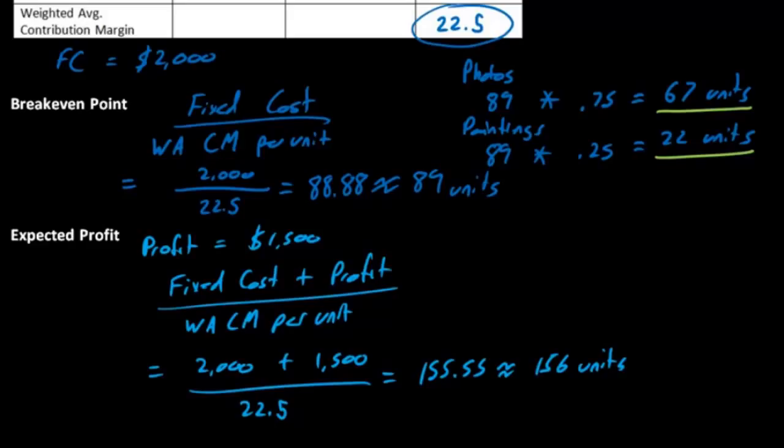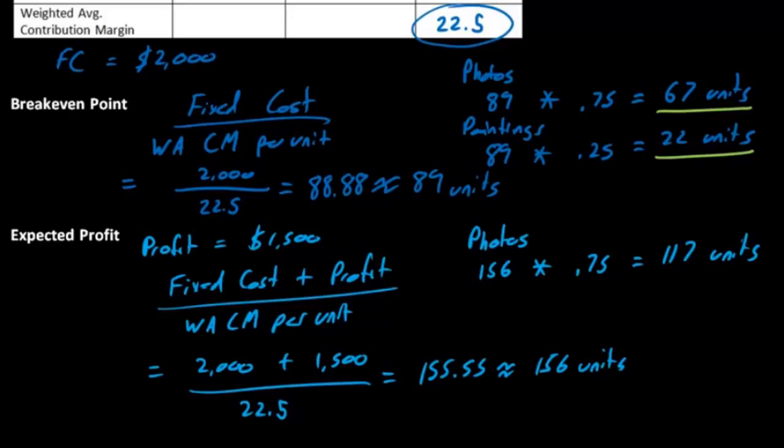So we need to sell 156 units total to earn a profit of 1500. But again, we got to know how many photos and how many paintings. So we'll just use our sales mix again. So for photos, we take the 156 total, multiply it by 0.75, and that's the sales mix for the photos. And that gives us 117 units for photos.